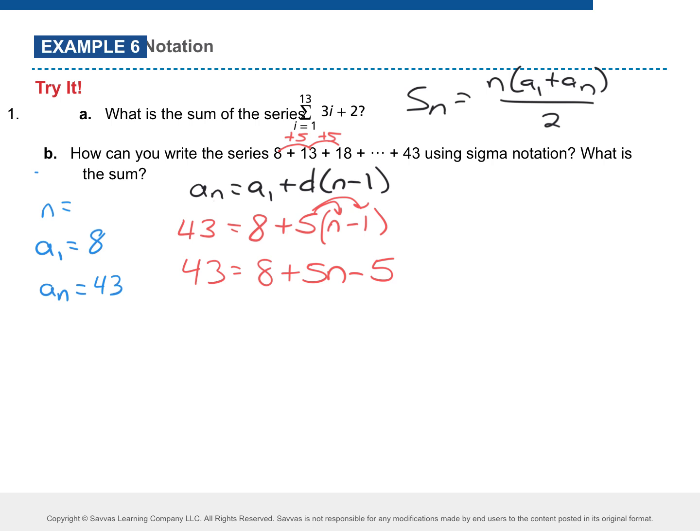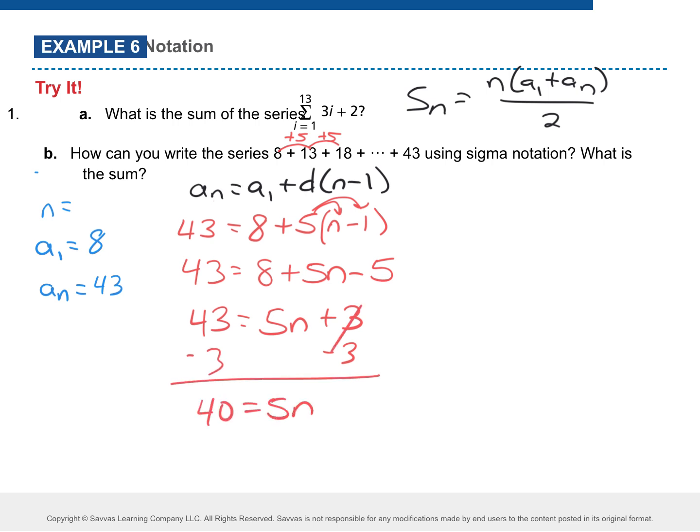Now I'm going to combine like terms on that side. I have 5N. What's 8 minus 5? 3. Now it looks like something we're used to. What do I do? Minus 3. So I have 40 equals 5N. Divide by 5. So I get N equals 8. Is N what we were looking for? Yes. Okay, so we found what we're looking for.